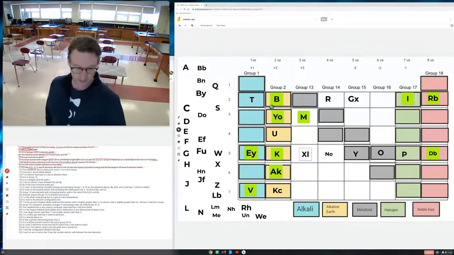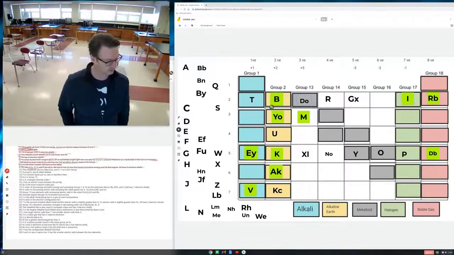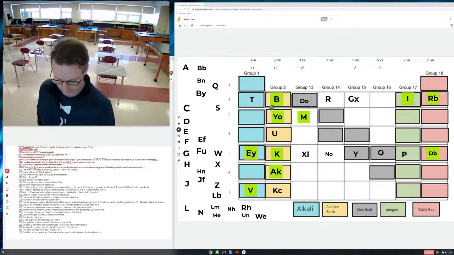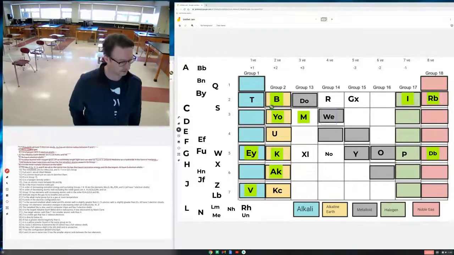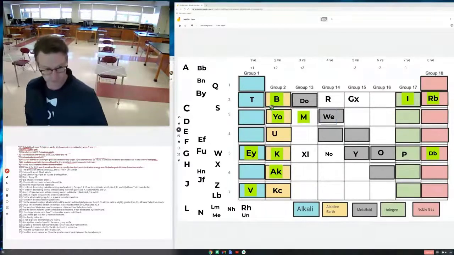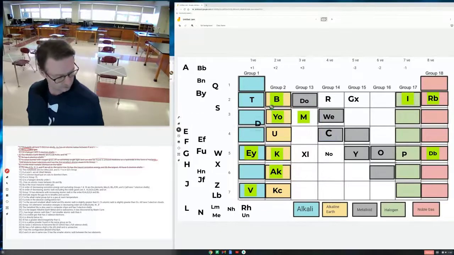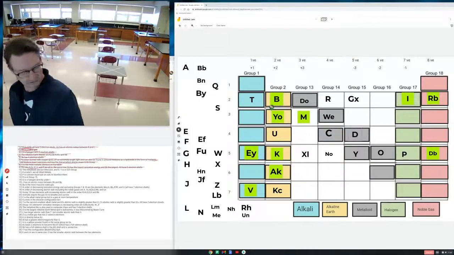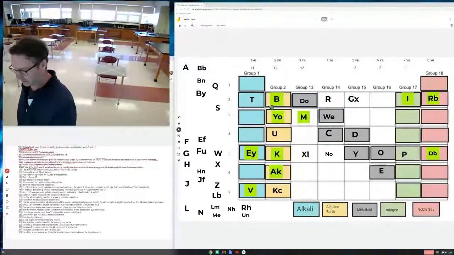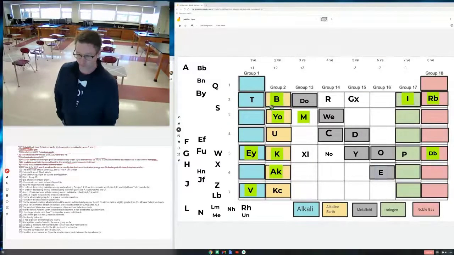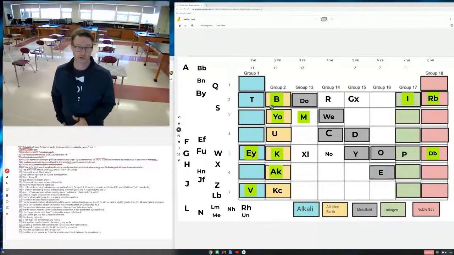So then let's see the other elements. We have DO. And I'm going to fill in the metalloids just in the order they're listed. WE. These are not necessarily the right spots yet. C, D, E, and then I already have O and Y. Okay, so those elements are going to be in those gray boxes. I just don't know yet exactly where.